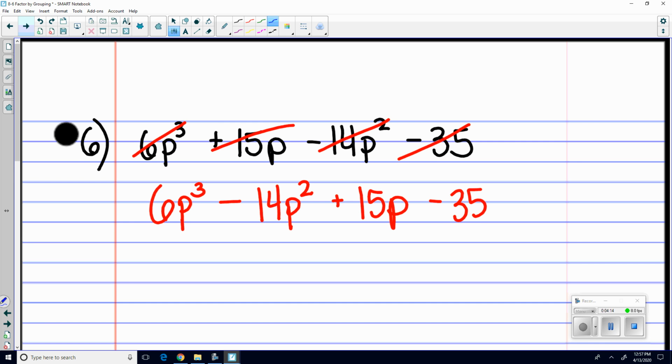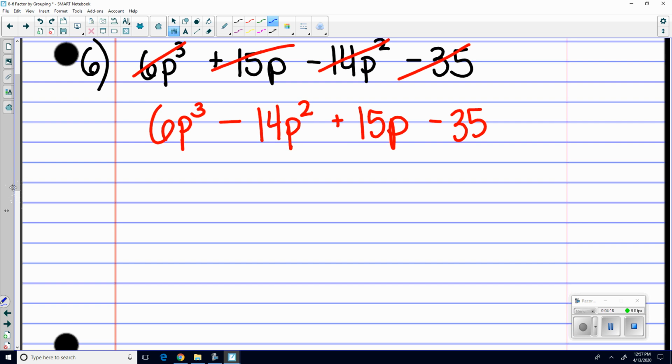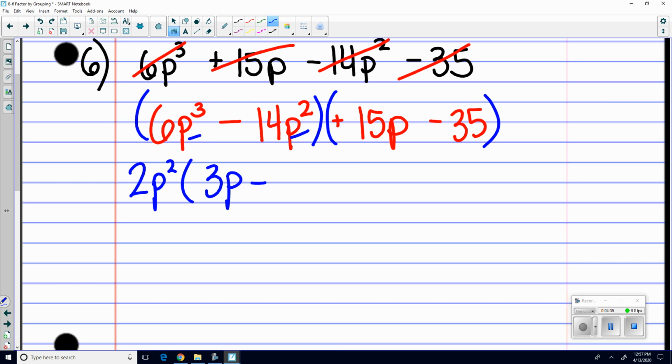All right, let's factor by grouping. Group the first 2 and the next 2 to make 2 binomials, and let's pull out their greatest common monomial factor. 6 and 14 are both even, so I can definitely pull out a 2. And then I see p cubed and p squared, they share a p squared. So if I pull out 2p squared, I'm left with 3p minus 7.